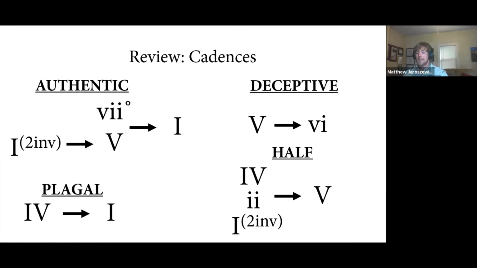We have the plagal cadence, the amen cadence. The deceptive cadence, 5 going back to 6. And the half cadence, any of the chords that could come before 5, the 4 chord, the 2 chord, or the 1 chord in second inversion, any of them going to 5 at the point where you would take your breath and not going to 1.